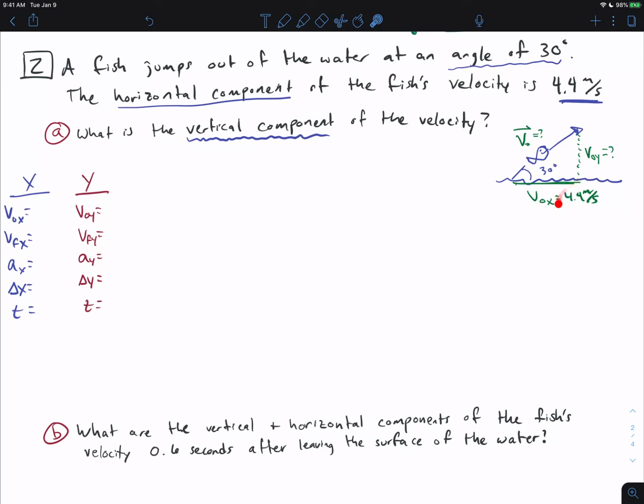So let's first go ahead and fill this in. This is what we know. So I can take this here. My initial velocity in the x was 4.4. Okay, and that's pretty much all I know right now. We'll get into a little bit about free fall and how we can fill in more of this information, but right now this is enough for us to start.